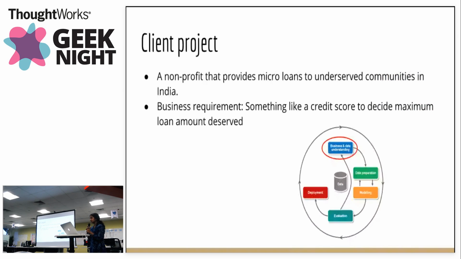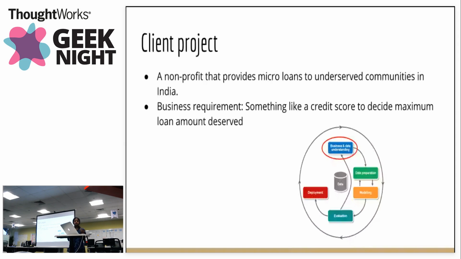So the client I'm talking about was a non-profit that provides micro loans to underserved communities, like people who don't have access to the usual way of getting loans from banks. And so their business requirement was that at that point they were using something like third party people to decide how much loan to give to each applicant.